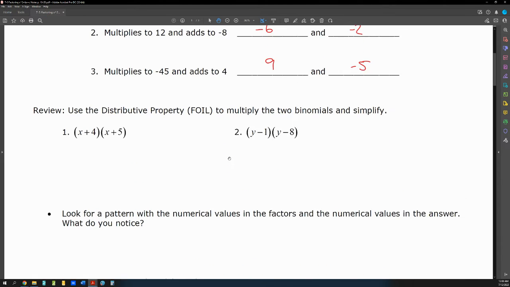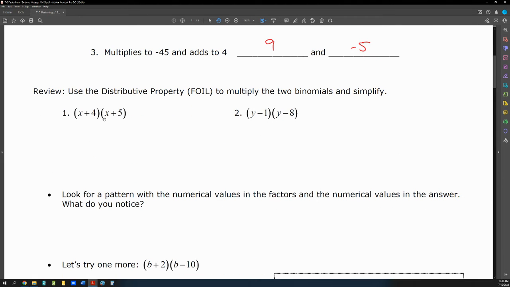So let's consider these binomials multiplied together. We're going to use the distributive property or FOIL to multiply these two binomials together. So if you remember, we multiply every term in the first polynomial by every term in the second polynomial. So x times x is x squared. x times 5 is 5x. Inner, 4 times x is 4x. And 4 times 5 is equal to 20. And then combining like terms, we get x squared plus 9x plus 20.